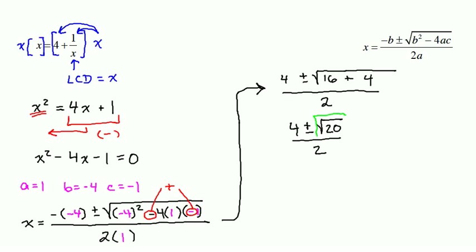Again, I always think it's a good idea to take the square root out of the quadratic formula and work with it separately. 20 is not a perfect square, however it does have 4 as a perfect square factor, so we can take out a factor of 2. Square root of 4 times square root of 5 becomes 2 times the square root of 5. So when I come back to this expression, I'm going to substitute 2 times the square root of 5 for my square root of 20.